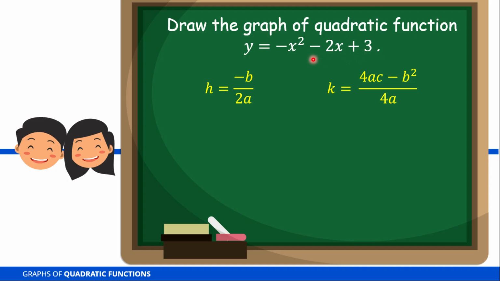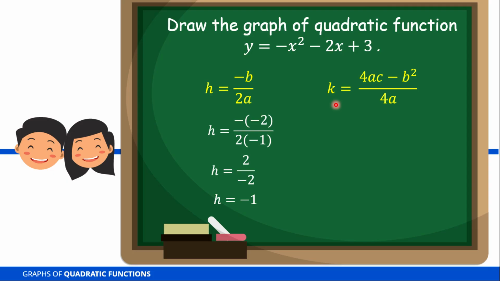Ipapalit natin ang mga coefficients na yon dito sa ating given formulas. Umpisahan natin with h. h is equal to negative b over 2a. Ipalit natin yung ating mga coefficients. We have negative times negative 2 because b is negative 2, all over 2 times a which is negative 1. Simplify. Negative times negative 2, answer is positive 2. Divided by 2 times negative 1, we have negative 2. And then get the quotient, 2 divided by negative 2, h is equal to negative 1.